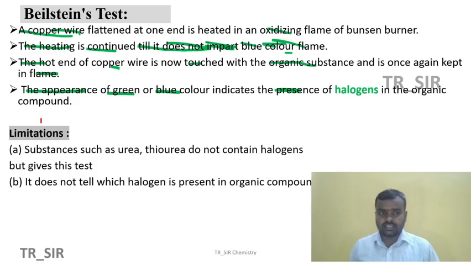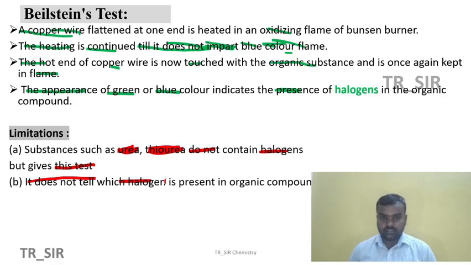Now what are the limitations of this test? Substances such as urea and thiourea do not contain halogen but give the test. Urea has carbon and nitrogen, so it gives the test, but it has no halogen. Also, it does not tell which halogen is present in the organic compound. It gives the test, but we have no clear idea whether it is chlorine, bromine or iodine.